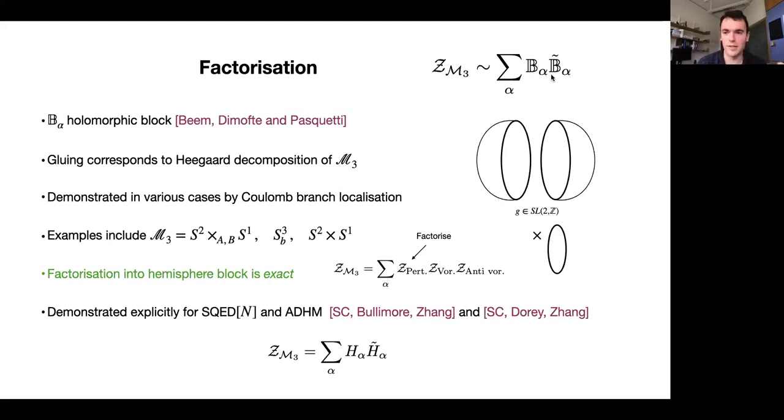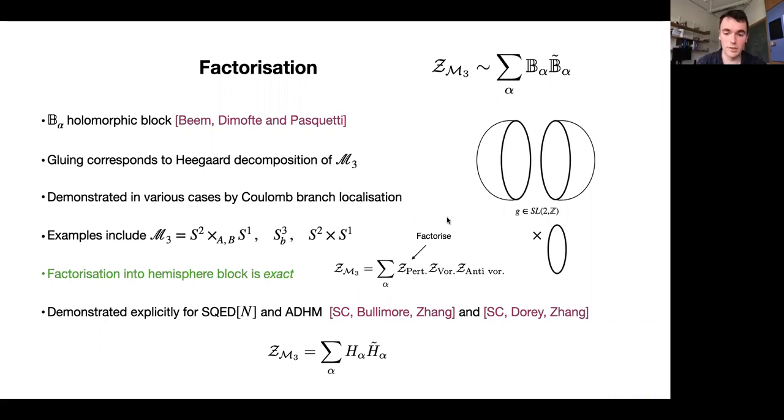And a systematic approach to understanding this factorization is the holomorphic blocks of Beem, Dimofte, and Pasquetti. These blocks are essentially determined by a set of q-difference equations, and at least their non-perturbative part coincides with these vertex functions that I've been talking about. The way to decompose the three-manifold partition function is that you split it along a boundary torus, and then you have different gluings corresponding to this decomposition of the three-manifold. And the way the gluing acts is by an SL2Z transformation on the fugacities of your blocks.